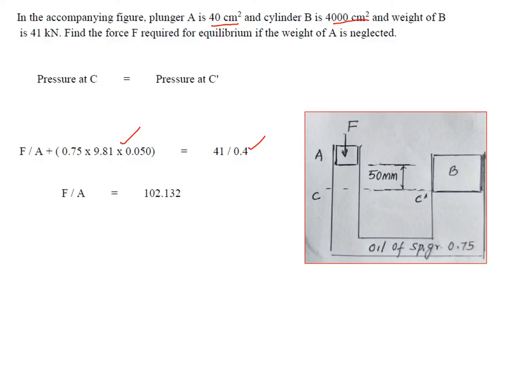If you multiply by the area of the plunger, we'll get the force. So the area of the plunger is 40 centimeter square, and 40 centimeter square divided by 100 square will give you meter square, which is 0.004. That gives the answer as 0.4085 kilonewtons, or 408.5 newtons after multiplying by 1000.